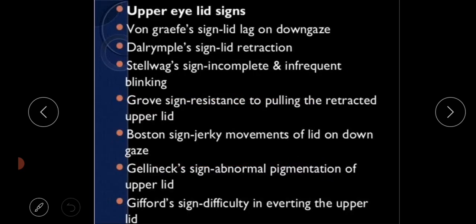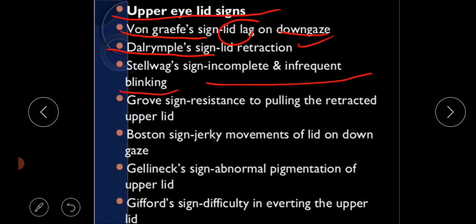Here you can see upper eyelid signs. These are the most obvious signs and help in diagnosis of thyroid ophthalmopathy. These are von Graefe's sign: when you look downwards, the upper lid lags behind on down gaze. Then the next sign is Dalrymple's sign, in which lid retraction occurs. Then Stellwag's sign, incomplete and infrequent blinking occurs.